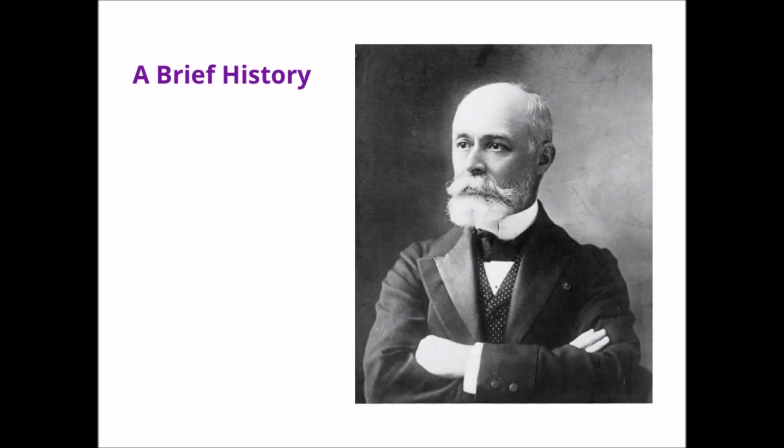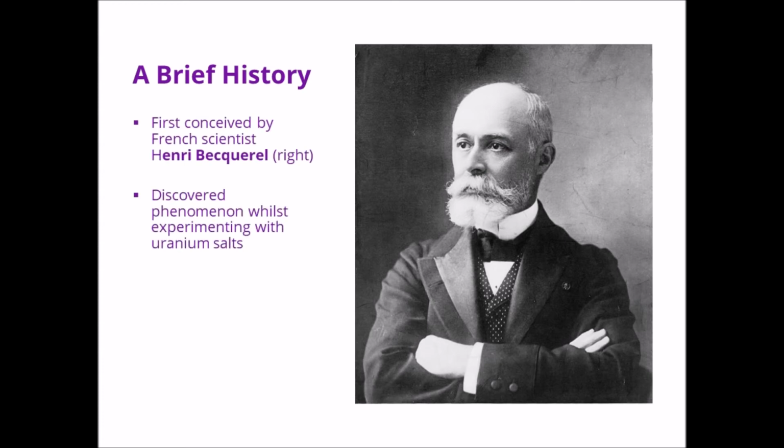We need to talk a little bit about how radioactivity was discovered. It was first discovered by this chap who's called Henri Becquerel, who was a French scientist, and he was working with uranium salts. One of the experiments he was doing was wrapping uranium salts in photographic film, which was used in the olden days to take photographs. If you exposed it to light, it would go dark.